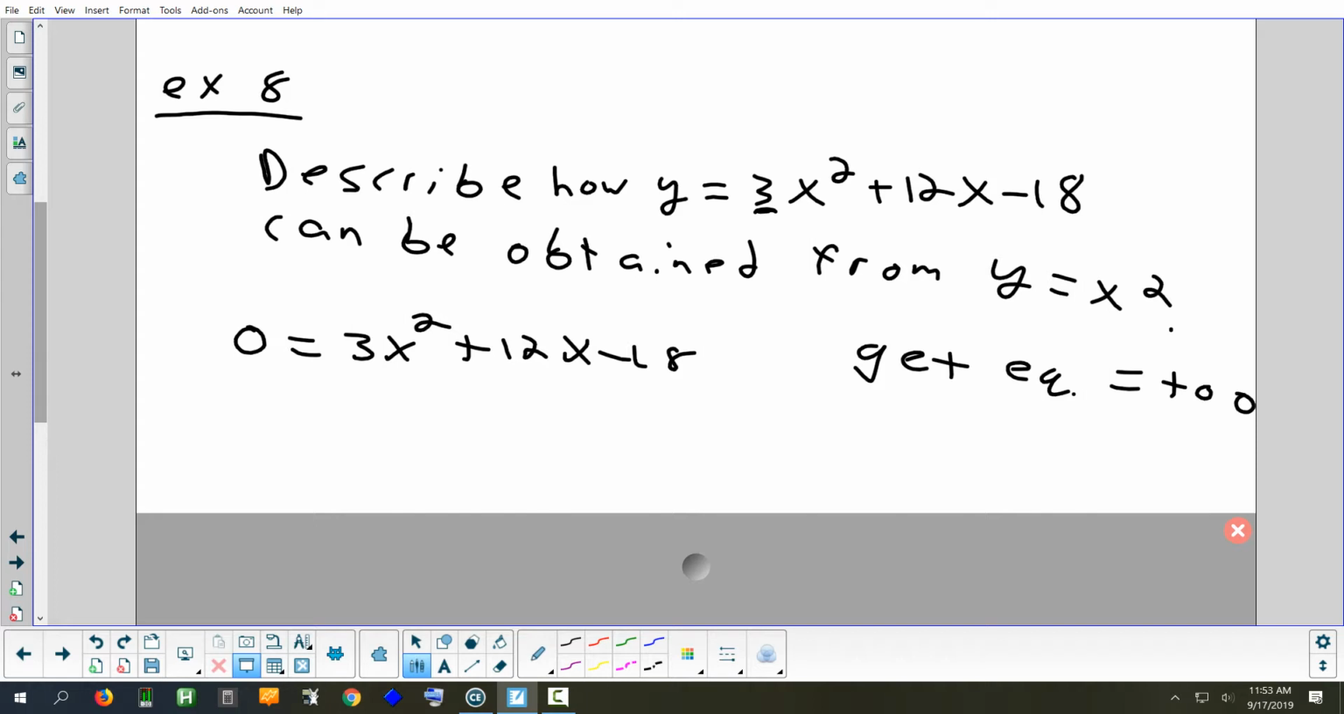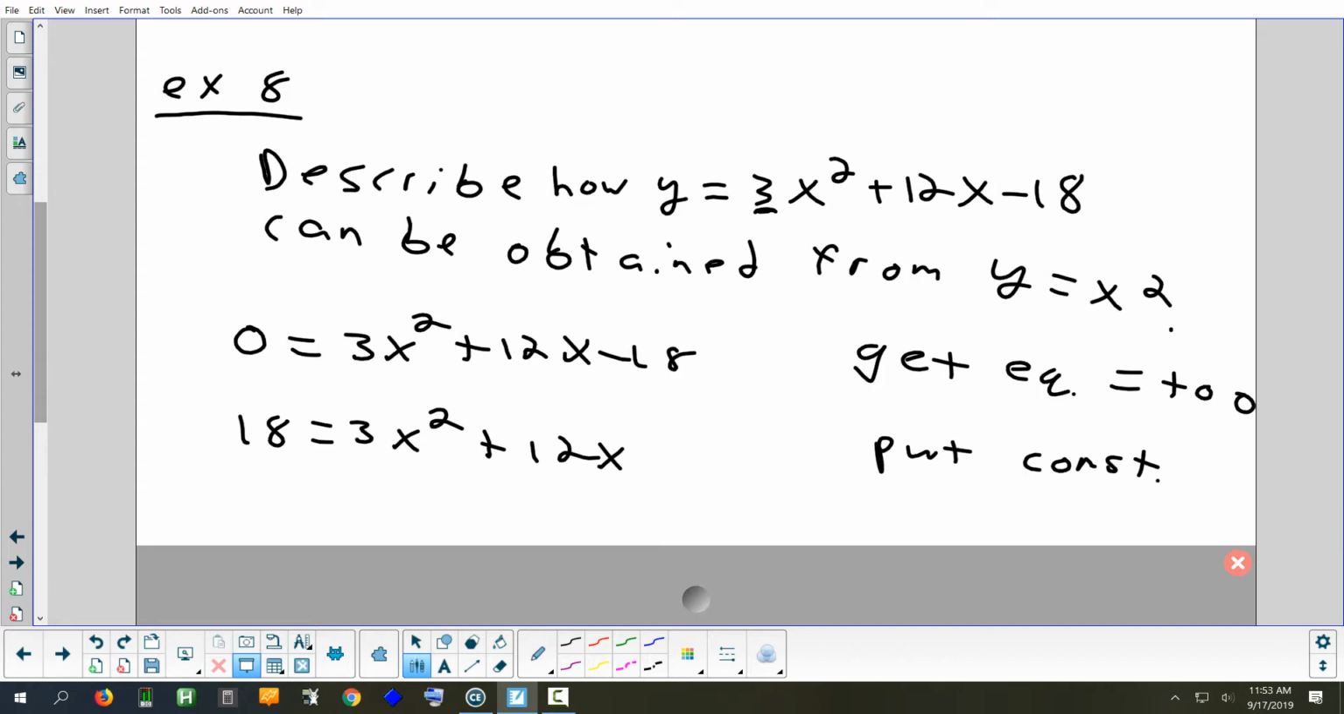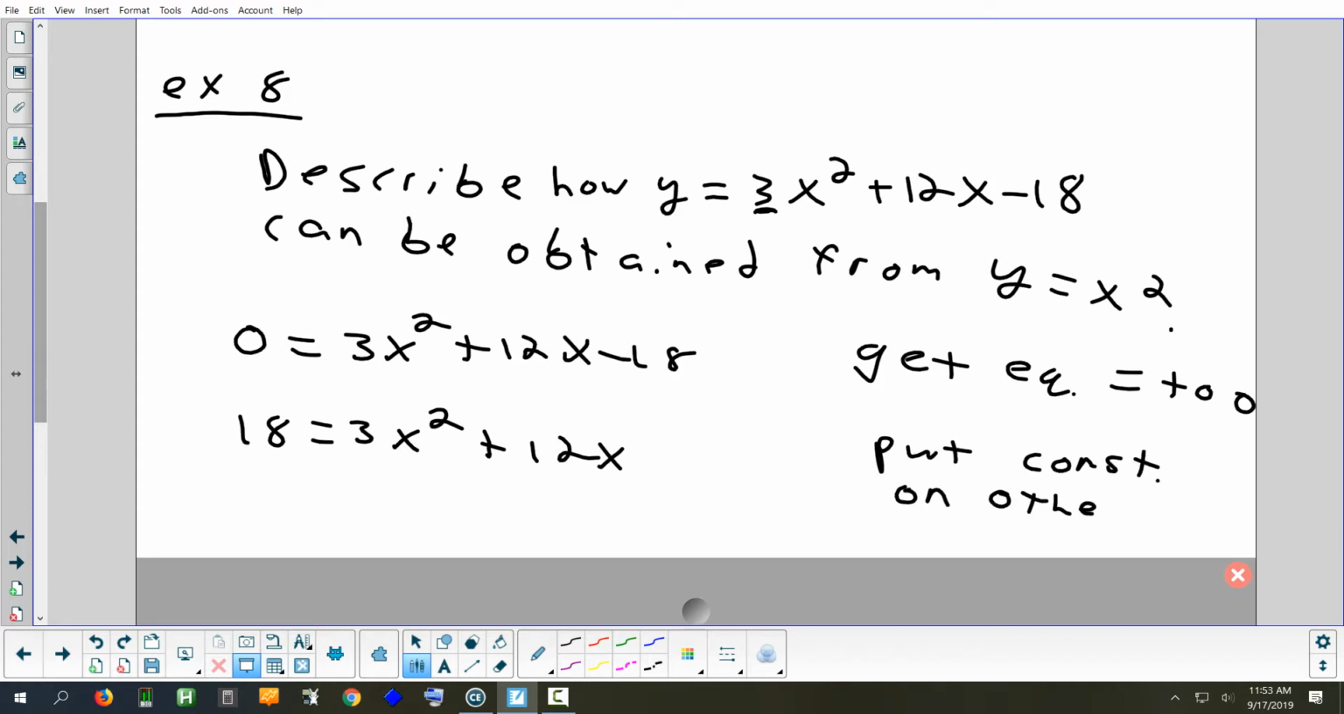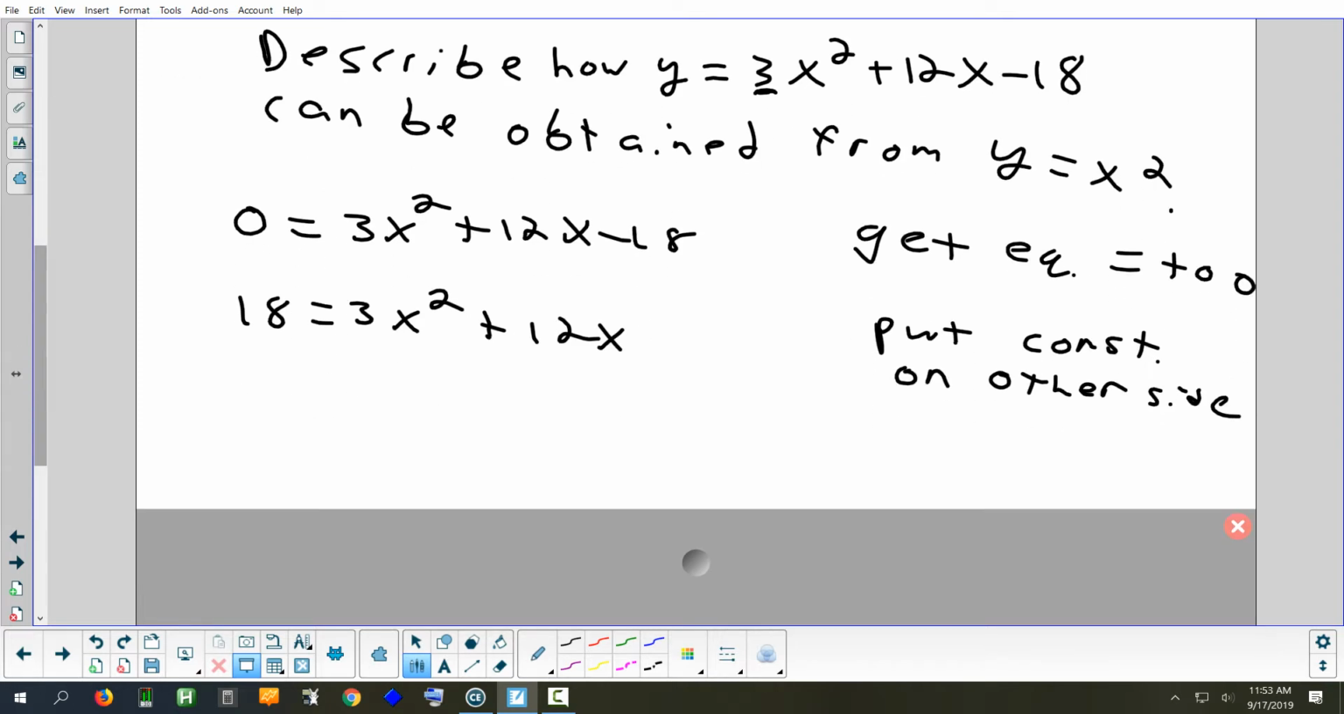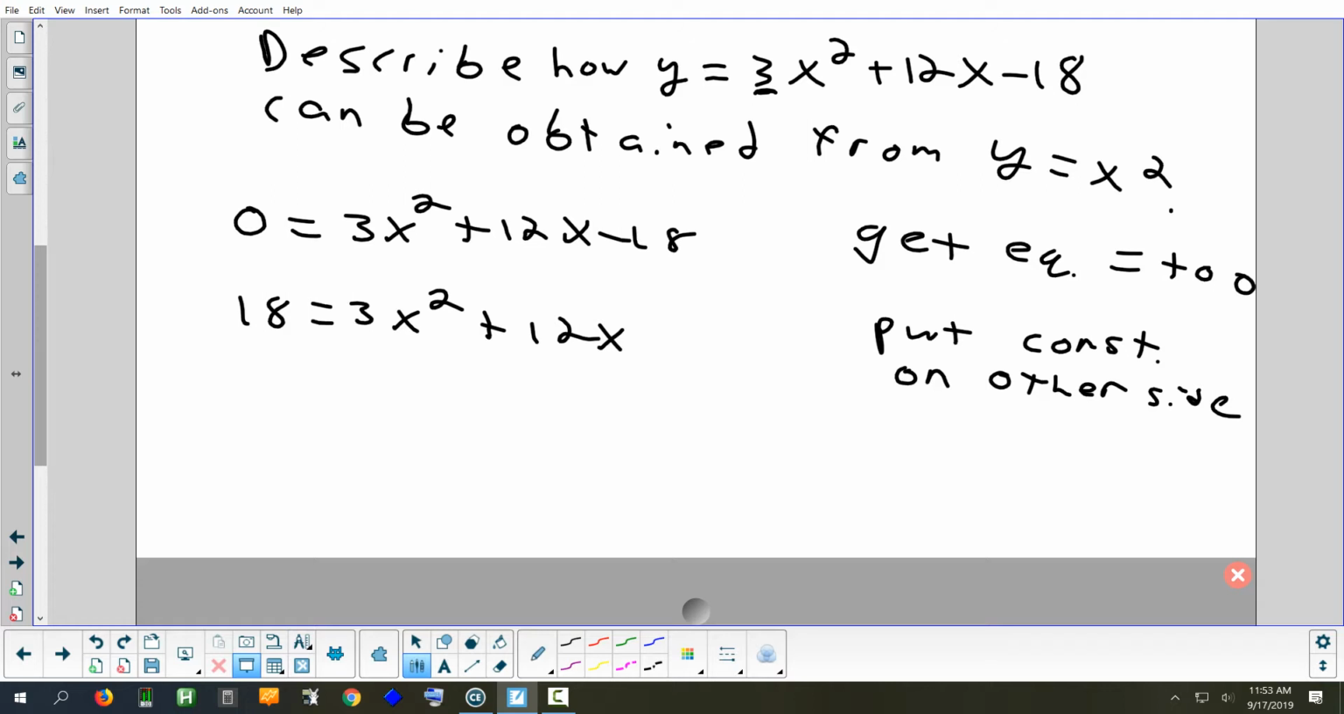Yeah. Add 18. So 18 equals 3x squared plus 12x. So put the constant on the other side. Okay. Now, this next step only happens some of the time, but it does happen in this one. That number can't be there. If you want to complete the square, that number has to be a 1. Can't be a 3. Can't be a 2. It's got to be a 1.